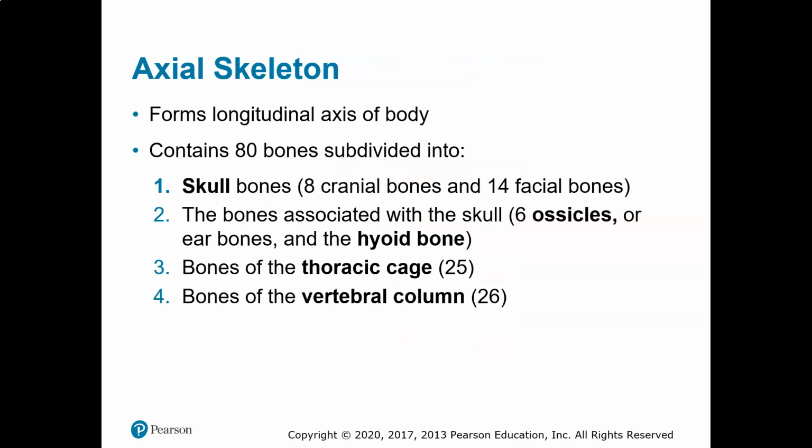Okay, so the rest of our chapter will be on the axial skeleton. The axial skeleton forms the longitudinal axis of the body. It contains 80 bones, which include the skull bones, that's 8 cranial bones and 14 facial bones. Then there are 6 ossicles found in the ear, and the hyoid bone is found in the neck region. And there are bones of the thoracic cage, the ribs and the breastbone. And then there's the vertebral column, which contains 26 bones.